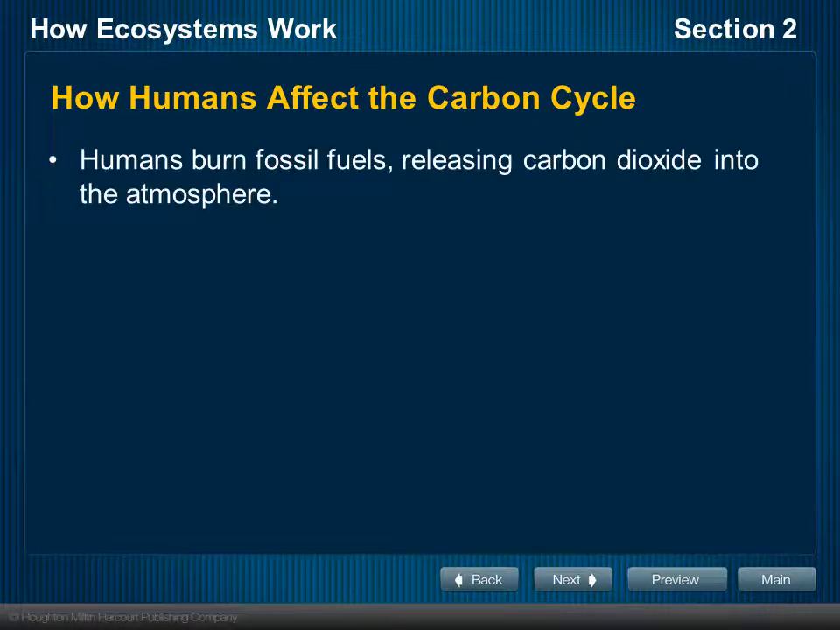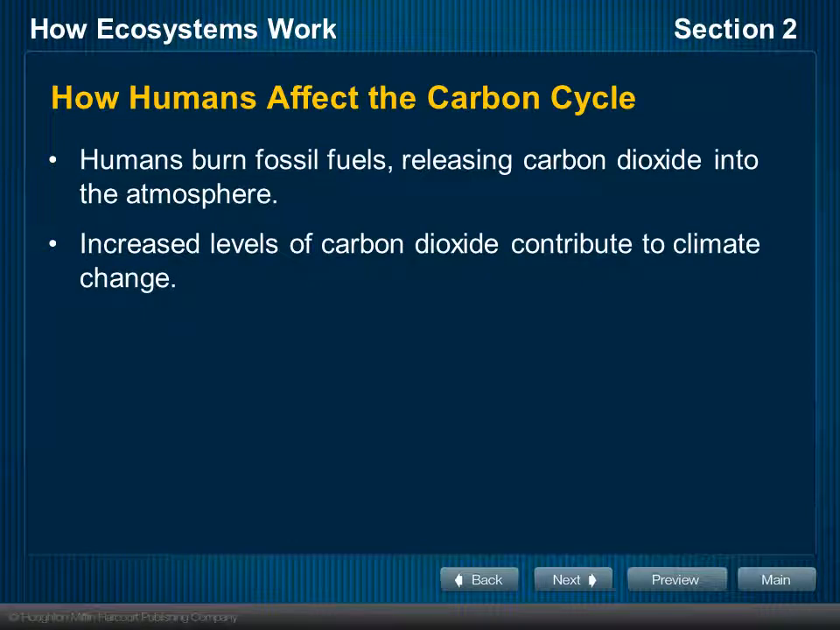Now, we can have an effect on the carbon cycle. Certainly, we recognize that our activities and activities of other animals, this is not a closed system, so to speak. So we burn fossil fuels. It's going to release carbon dioxide into the atmosphere. It's going to release carbon that has been stored and trapped. It's going to break it out and let it go back into the system.